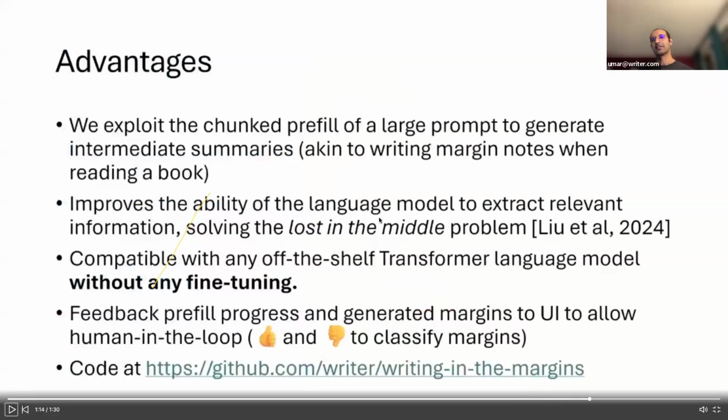So the advantage is that, as I said before, we exploit chunked prefill of a large prompt to generate intermediate summaries. So we are exploiting something that we are already forced to do, but we are not leveraging right now. So it kind of comes for free, with just a minor compute cost of generating these margins, but you avoid the bigger cost of prefilling. If you just use chunking techniques, like you can do with LangChain, for example, you pay twice the cost of prefilling. If you do this system, you don't pay twice the cost of prefilling, which is very expensive.